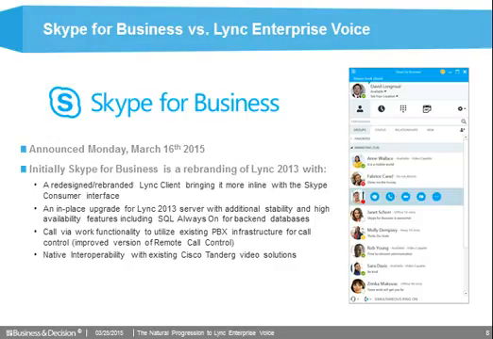Call via Work, you'll see that in the announcements as well. That is a rebranding itself of what used to be called remote call control. And what remote call control would do was allow you to use your existing PBX equipment, but start your phone calls via your Lync system.